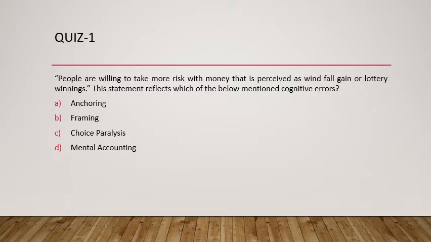So basically, the question is trying to understand how we treat different types of money that we get in our life, from different sources. We can get money from lottery, from salary, from bonuses. So, because of this cognitive error, which is mental accounting, we treat money differently and we do not treat them as fungible. Okay, that's why this answer is D.